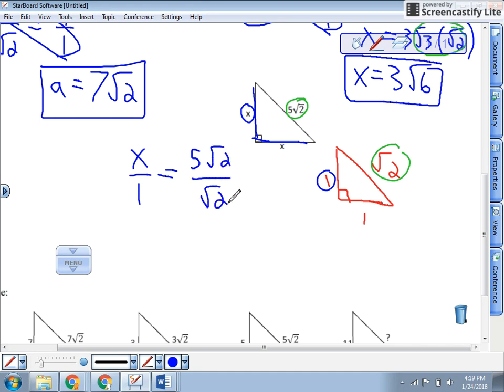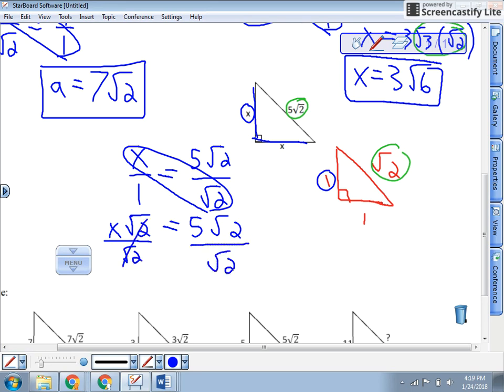Again, now we just cross multiply. So x times root 2 equals x root 2. A little bit easier to say and see it like that. And then 1 times 5 root 2 is just 5 root 2. We want to solve for x. This is still multiplication, x times root 2, so we're going to divide to get rid of that root 2. Look what happens over here. It cancels out. So x just equals 5. So if this one's 5, guess what? This one also equals 5. So there you go. That's how you're going to solve 45-45-90 triangles.